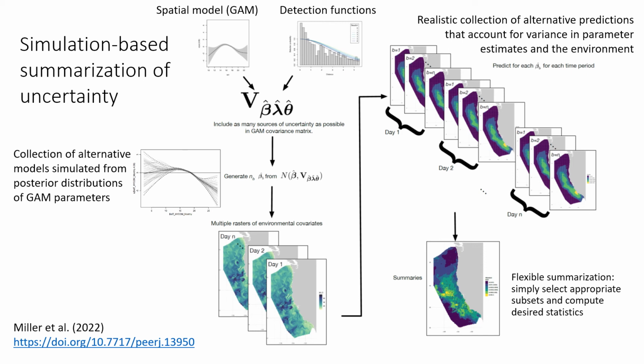In brief, we build a covariance matrix that includes as many model parameters as possible, and then simulate a set of alternative models from the posterior distributions of the parameter estimates. We then predict these across the time series of oceanographic data, producing a realistic collection of alternative density maps that account for variance in the parameter estimates and in the environment. These can then be summarized directly or used in downstream models, such as NOAA's Entanglement Risk Reduction Decision Support Tool, to propagate the uncertainty of our model into their model.